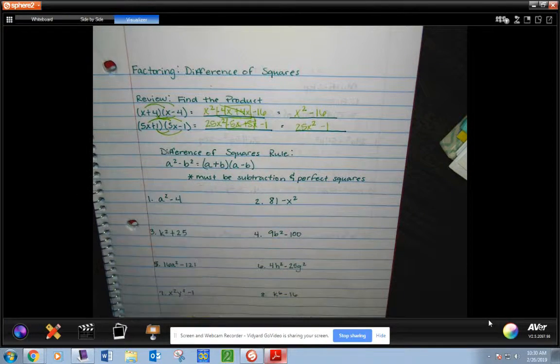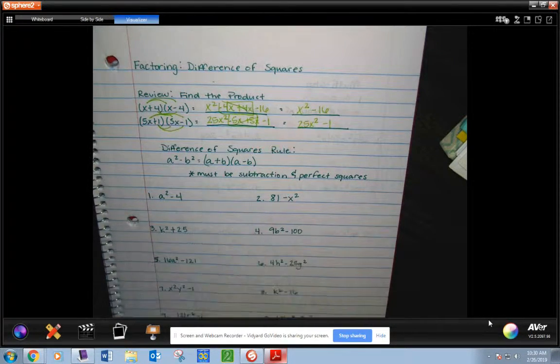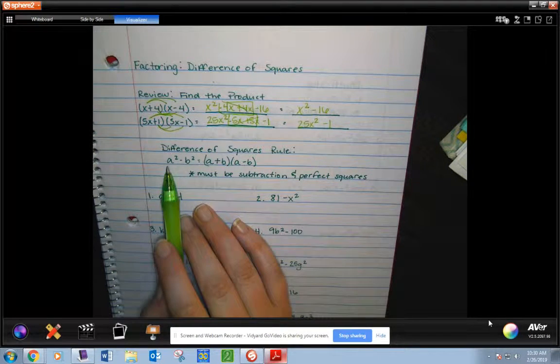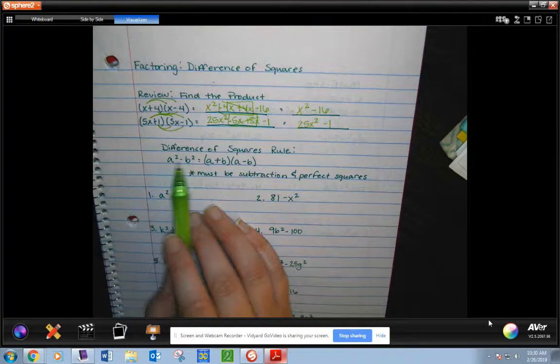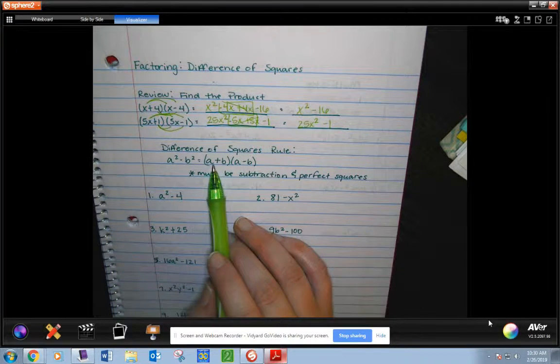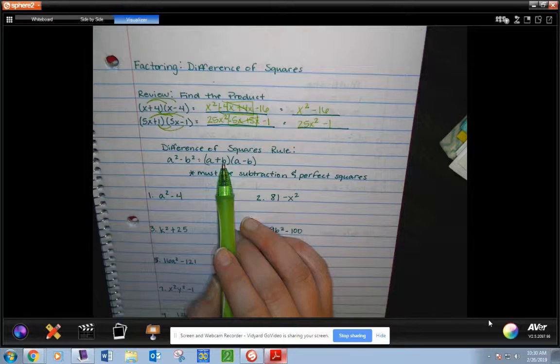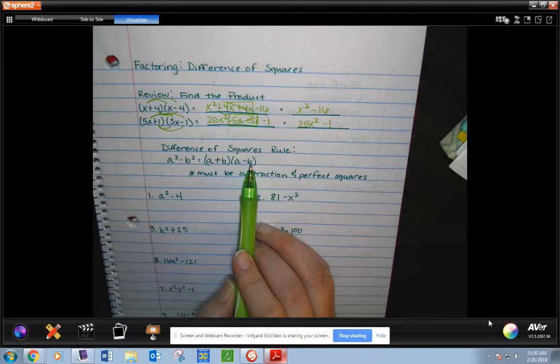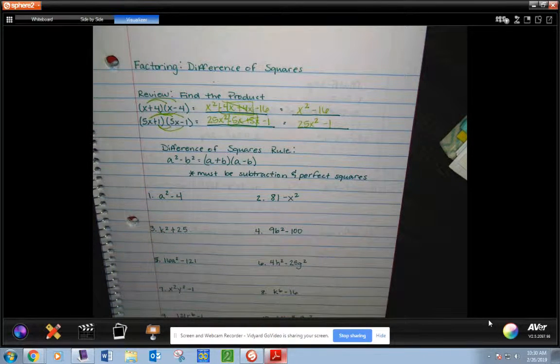Now, difference of squares has a rule to it to where you don't have to show very much work as long as you're paying attention. So when you're doing the difference of squares, the rule is if it's a squared minus b squared, so both these numbers have to be squared, you're just going to open up two factors, and you're always going to take a plus b and a minus b. So you're just splitting it up into the perfect square. So in other words, like for 16, it'd be 4 and 4.